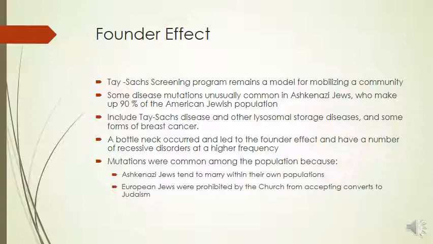What has happened in actuality is that about 900 years ago, a bottleneck occurred in Europe that led to a founder effect in the Ashkenazi population, which in turn has led to a number of recessive disorders that are seen at a higher frequency in this group. The mutations were common among this population because Ashkenazi Jews tend to marry within their own populations, and at this time, European Jews were prohibited by the church from accepting converts to Judaism.